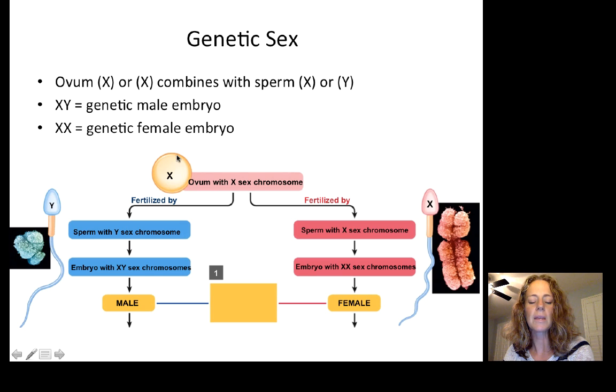So the first piece of sex determination is whether you have an X and an X or an X and a Y. If you are an X from your mom and a Y from your dad, then you are genetically male, X and Y. If you have an X from your mom and an X from your dad, then you are genetically female, an X and an X.